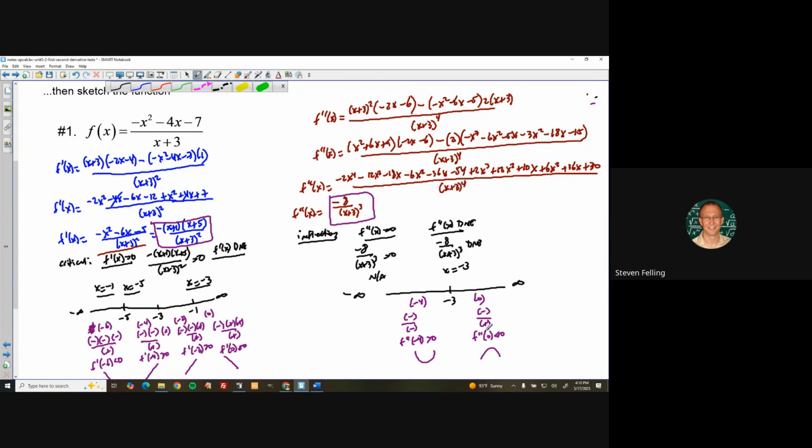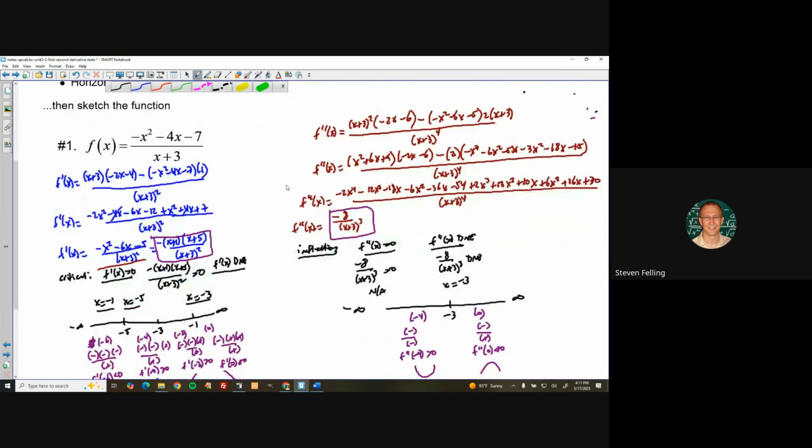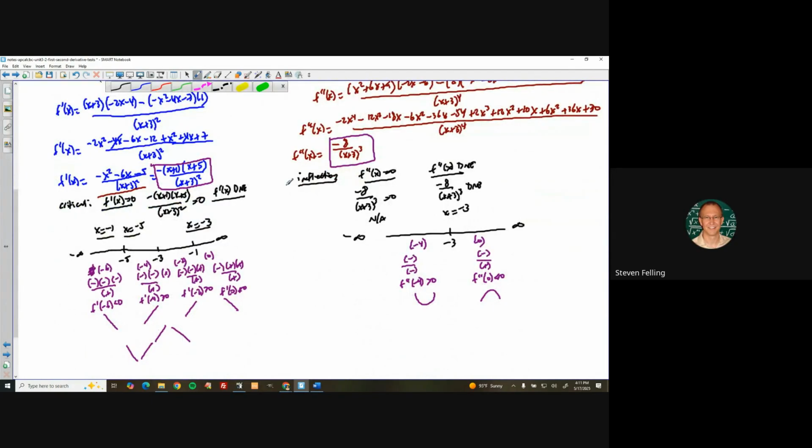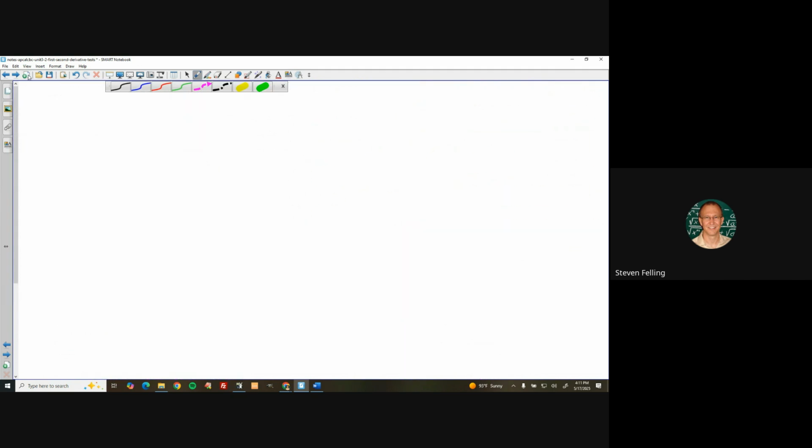Right? So we're going to do a couple more things here. This asks me first to find the critical values and the x intervals where we're increasing and decreasing. So I'm going to summarize all this on the next page here. Let's make a summary. The critical values are negative 5, negative 3, and 1. So let's go to the next page and we will summarize this.